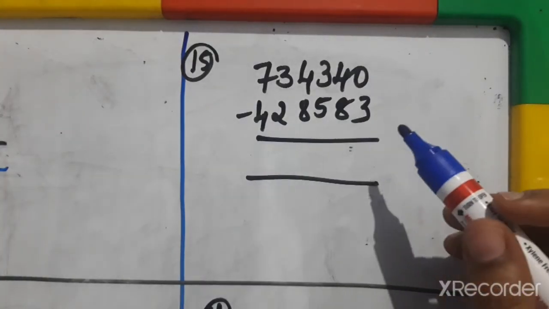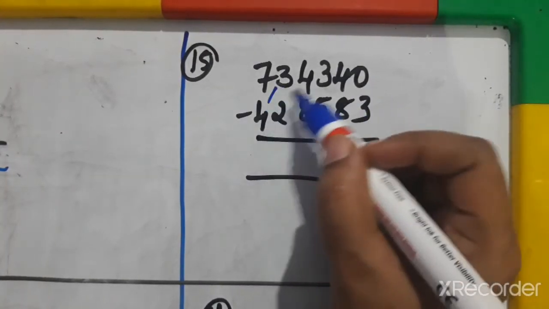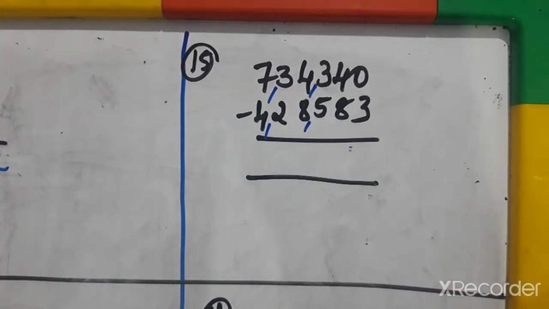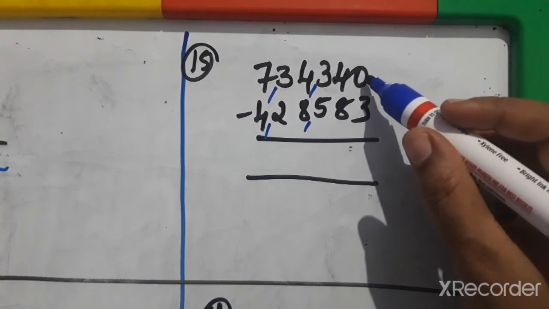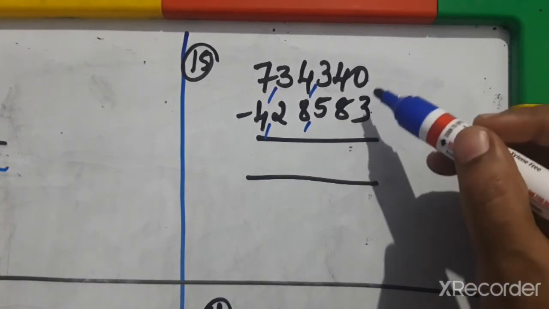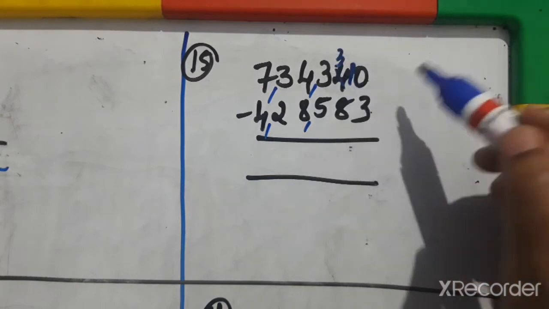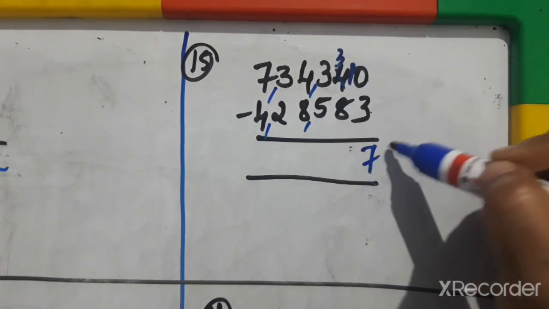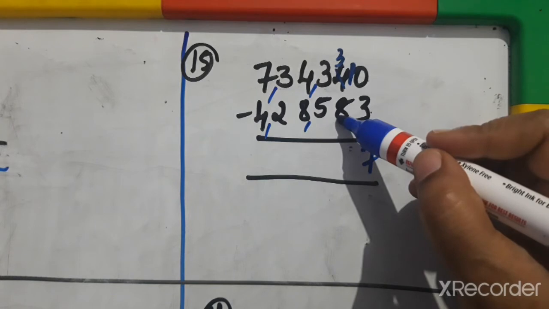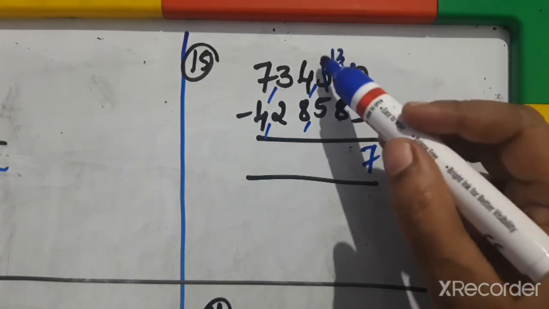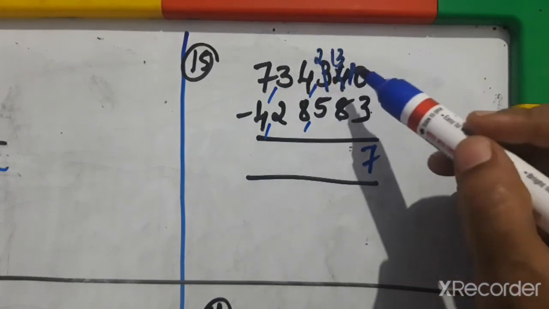Now 15th question. 7,34,340 and 4,28,583. So here 0 rupees. We have 0 rupees. We want to spend 3 rupees. So borrow 1 from here. So it becomes 10 and here 4 will become 3. 10 minus 3 means 7. Now 3 minus 8 again we can't subtract it because 3 is less than 8. Borrow 1 from here. So here it will become 13 and here 2.